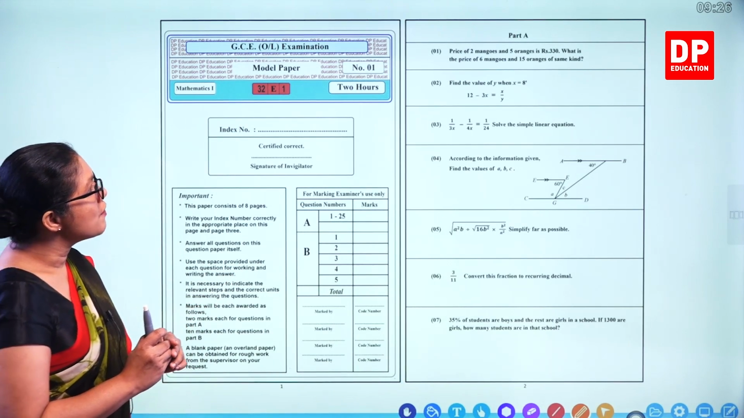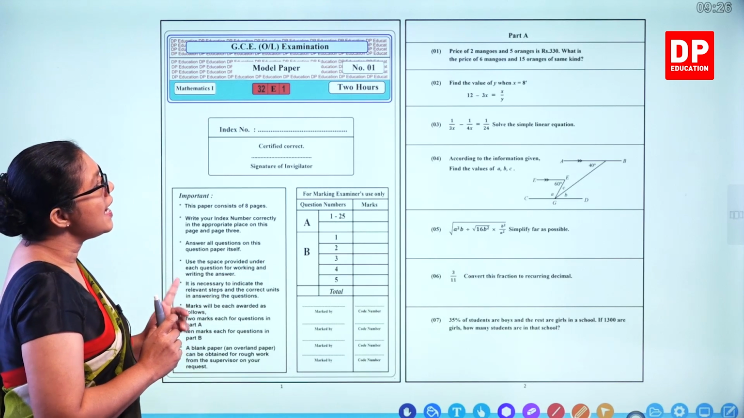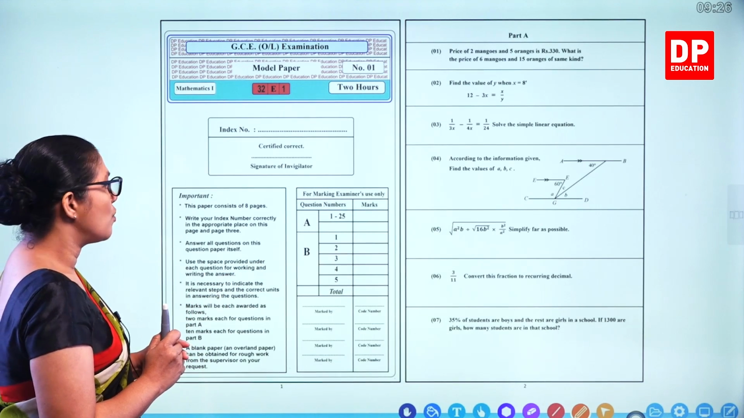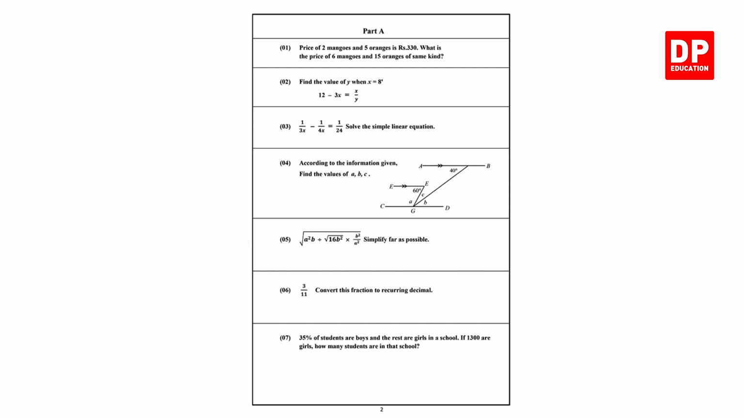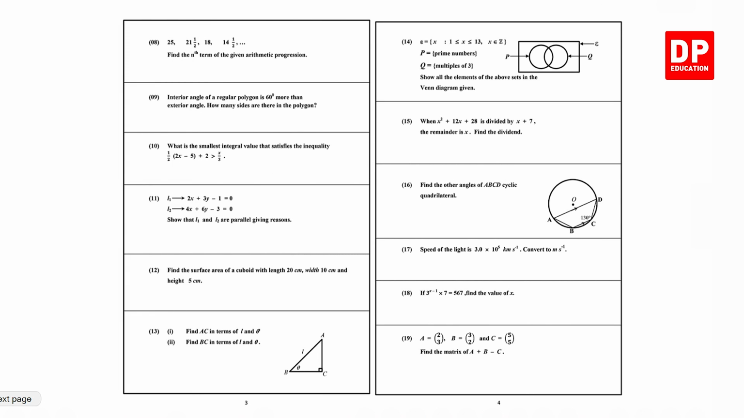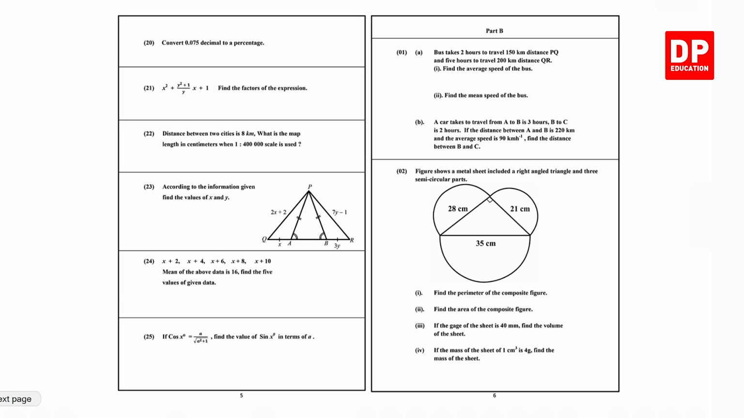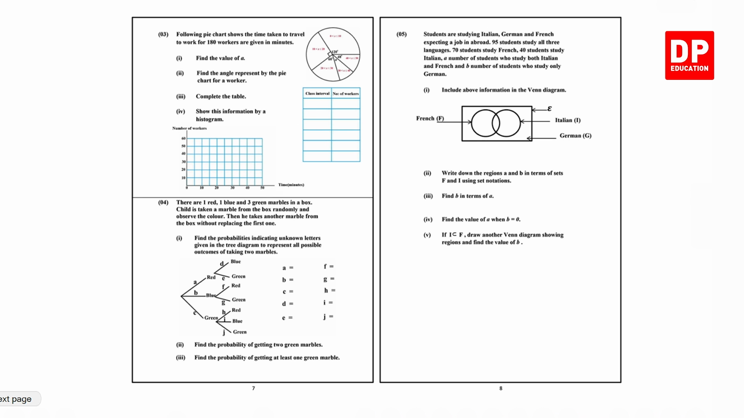So you get 25 short questions. Part A, first page, you get questions 1 to 7. Page 2, you get questions 8 to 13. Third page, you get 14 to 19. Next page, you get 20 to 25. Then you get part B. First 2 questions, 3 and 4, and on the last page you get the 5th question.